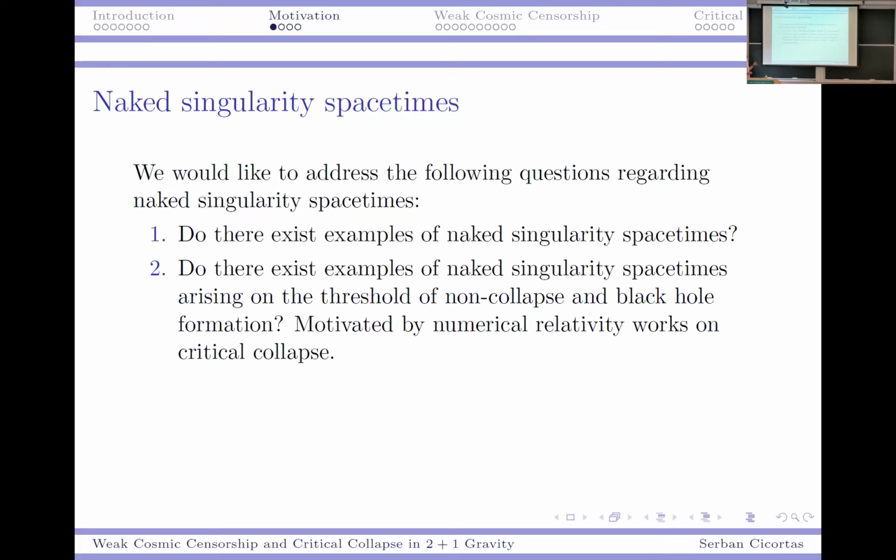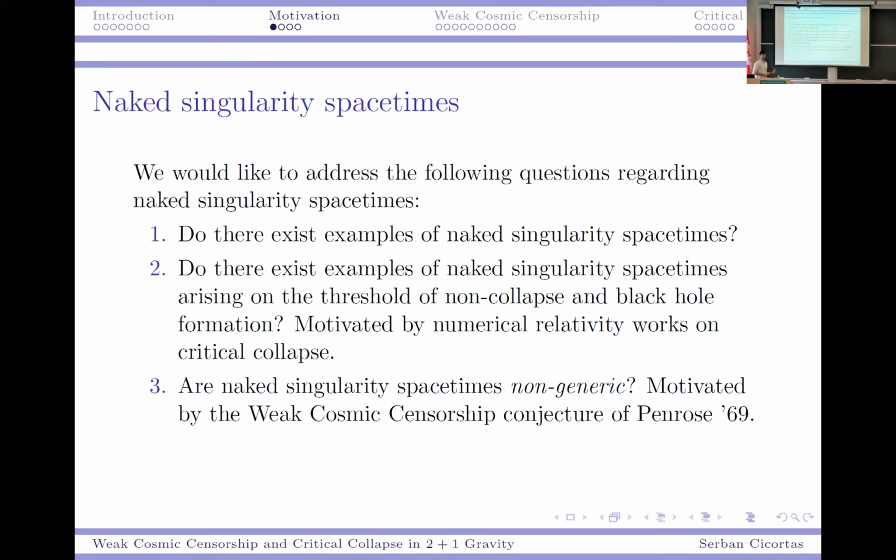Okay, so these would be negative singularities that are unstable both to non-collapse and to black hole formation. And why are you asking this? Well, as we just heard earlier today, these are very much motivated by numerical relativity works on critical collapse. And while this question is strictly harder than the first one, it also tells you where to find these and how to look for them, because you'd like to find them as they arise in critical collapse.